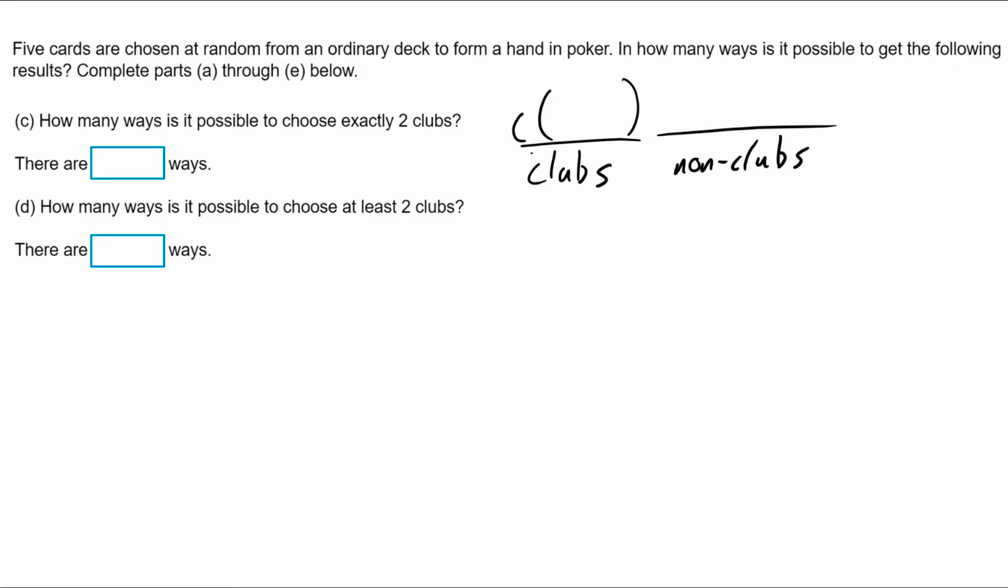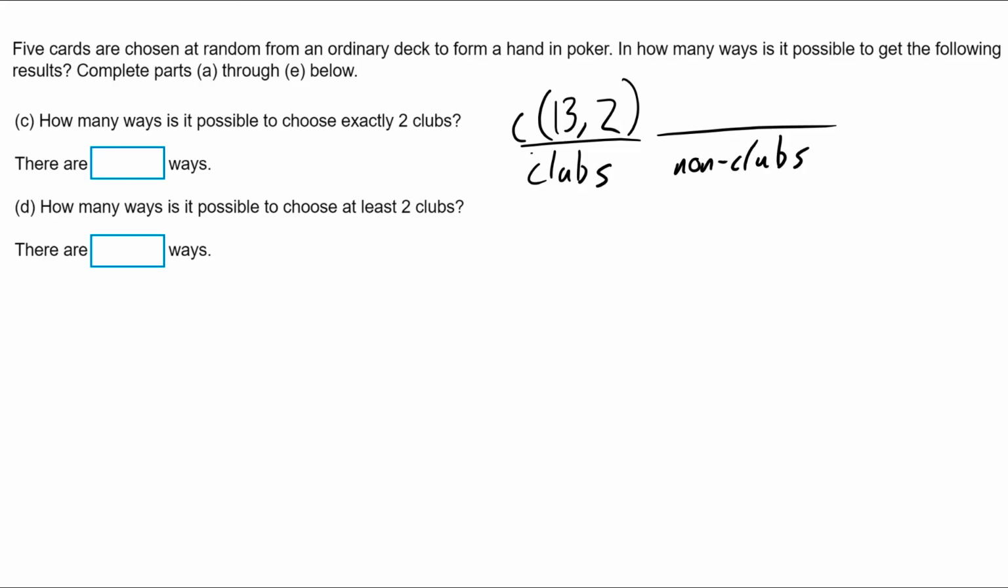All right, so for clubs, remember that our N and our R have to refer to the same type of object. So in this case, clubs. So we want to choose exactly two clubs. Well, our first number should be how many clubs are there? Well, there are 13. And then our second number is how many of them do we want to choose? And in this case, that is 2.